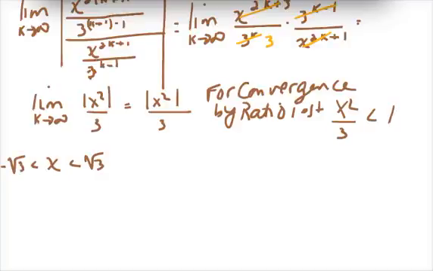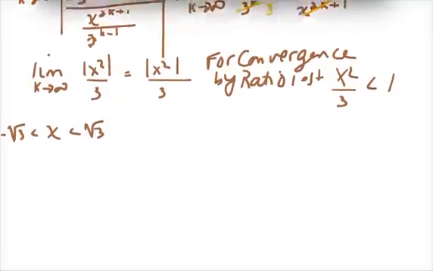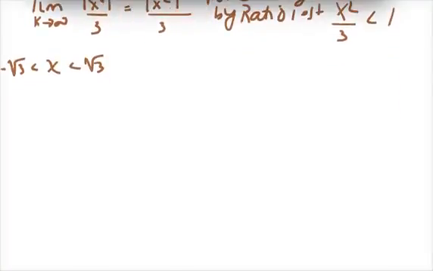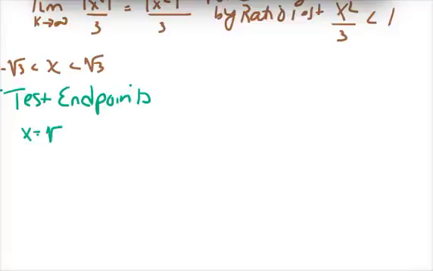So we need to test the endpoints. So let's go ahead and set that up. Let me grab another color here. So we're going to test the endpoints, because we use the ratio test and it is inconclusive at the endpoints. So let's plug the endpoints into the original series and see what we get. So it's the square root of 3 plugged into the original series.